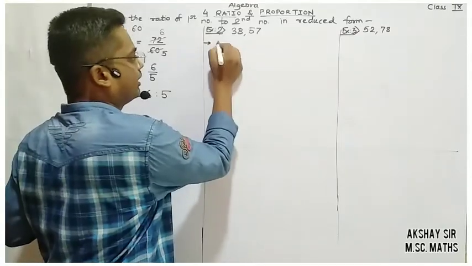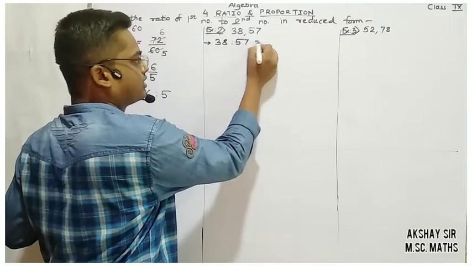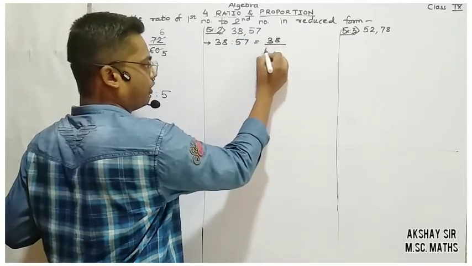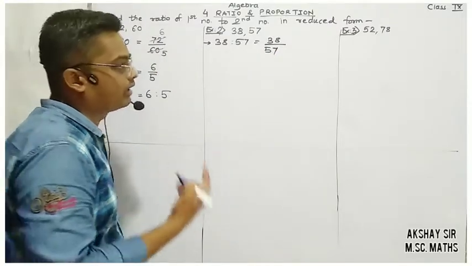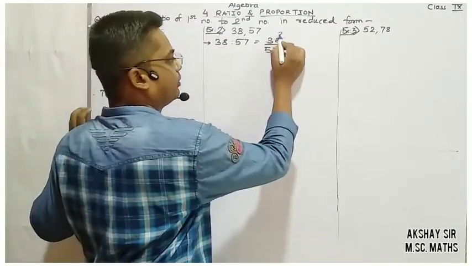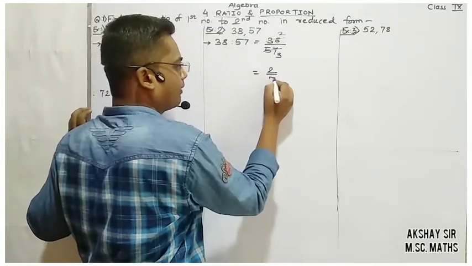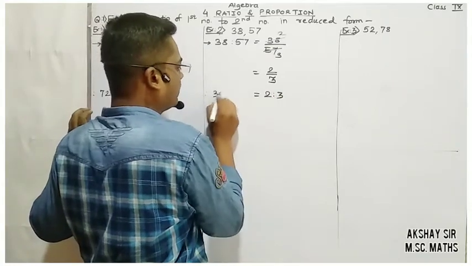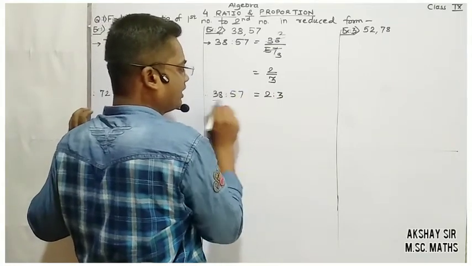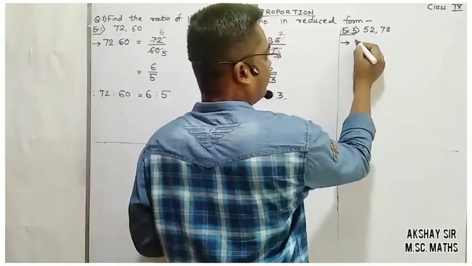Next, 38 and 57. We take it as 38 is to 57, that means 38 upon 57. Now we can see both of these numbers are in the table of 19. 19 twos are 38 and 19 threes are 57. So it becomes 2 by 3, and in ratio form 2 is to 3. Therefore 38 is to 57 is the same as 2 is to 3. Next, third example, 52 and 78.